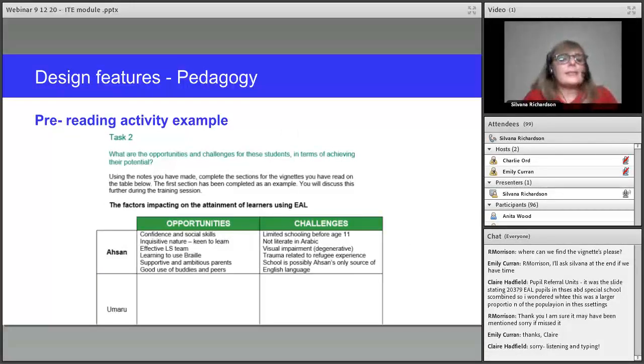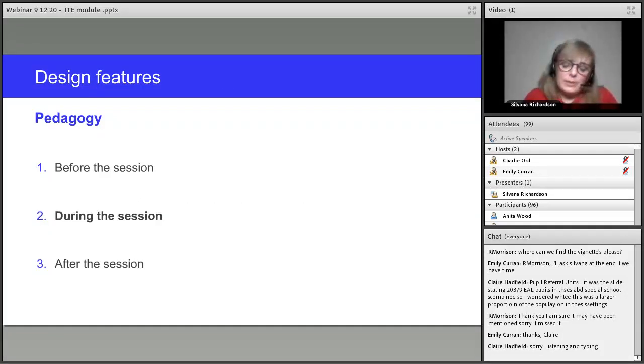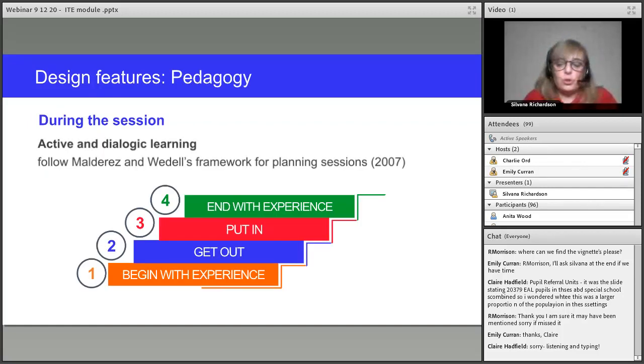And the second task is using the notes, then completing the sections for the vignettes on the table. So it's about opportunities and challenges. And again, there's another worked example. So it's a way of flipping the learning before participants come into the sessions. Let's look at during the session now.